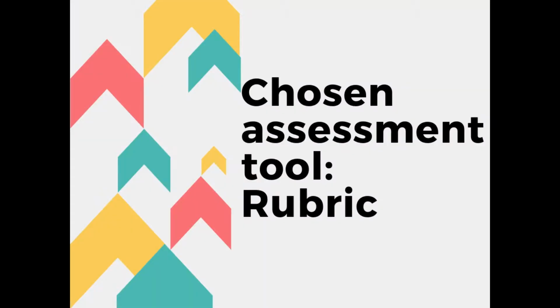Okay, now we will look at the chosen assessment tool for this teaching and learning session. How do we assess listening and speaking skills in the classroom using the Little Red Riding Hood role play? We have chosen the assessment tool, which is rubric. Okay, as you can see here, what is a rubric?